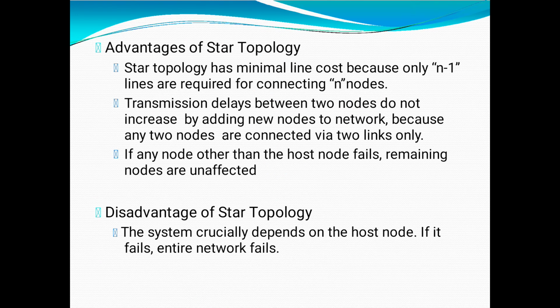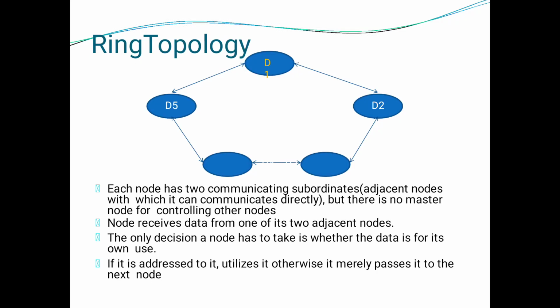The main advantage of using this star topology is it uses only the minimal line cost. Suppose we are having n nodes, for connecting n nodes we need to use n minus 1 lines, so transmission delays will be very low. If a node fails, the remaining nodes are unaffected. The disadvantage of star topology is if the host node fails, then the entire network fails.